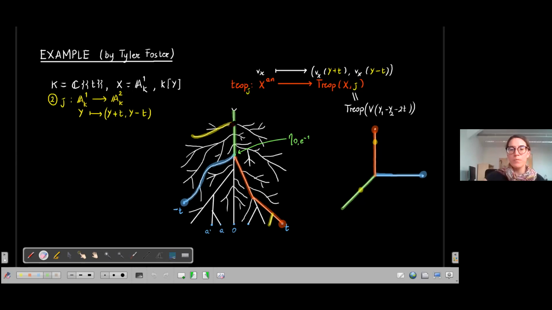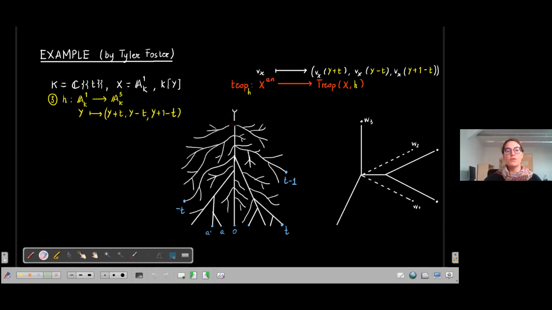Okay. So let's move to the example of A3. Here again, the points that we're interested in looking at will be the branches that have as leaves minus t, and now also t minus 1. The points where these join our main branch will be, again, this point eta 0, e minus 1. And while t minus 1 has norm 1, we'll also have eta 0, 1.